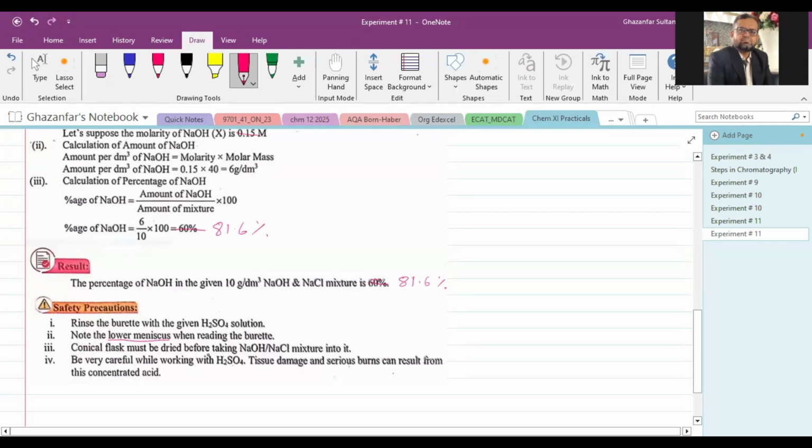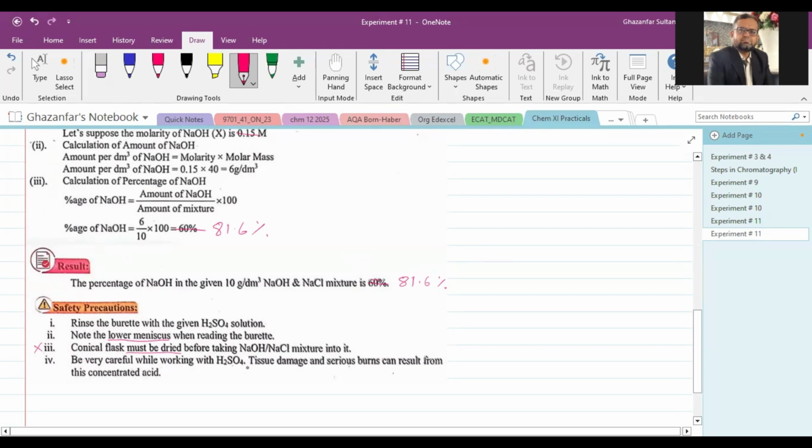Conical flasks must be dried. Not necessary to be dried. If it contains a certain amount of water drops, it doesn't harm. I don't know why they have written this, because there the reacting moles are there. So it does not affect if the concentration slightly changes in the conical flask, because the number of moles that you have transferred in 10 ml volume, that would be same. So it is not necessary.